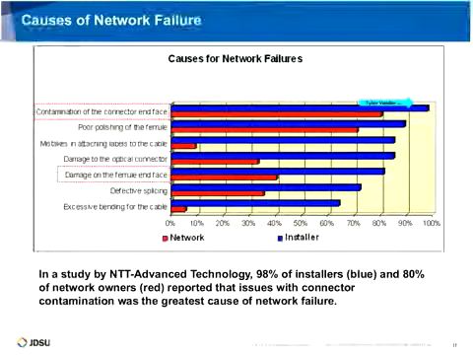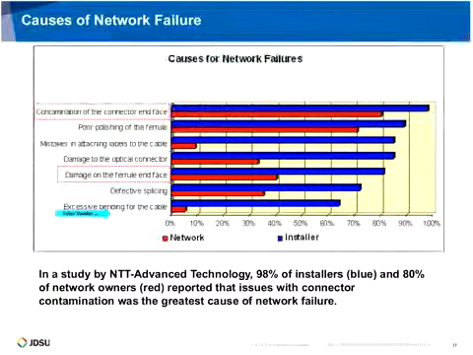I particularly wanted to highlight this because you'll notice down here at the bottom, one of the statistics is excessive bending of the cable. Granted, the installers are still seeing over 60% of problems associated with that. But once the network is installed, bend radiuses and such are properly maintained, and in those situations less than 10% of the time do they become issues.